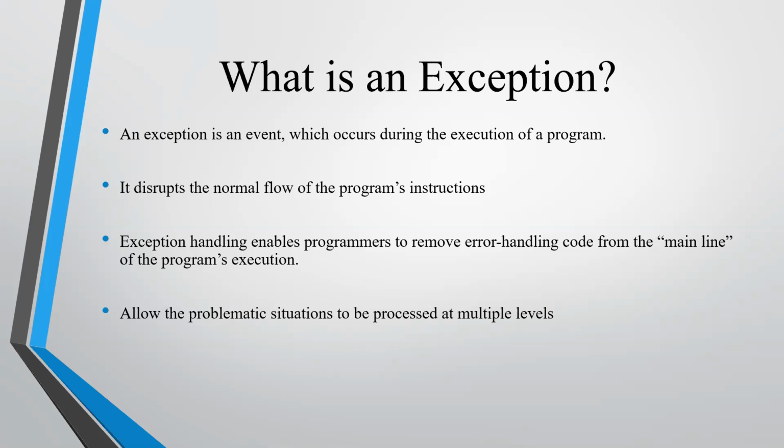And exception handling, which we'll be discussing in detail in future, enables programmers to remove the error handling code from the main line of the program's execution. So when we use exception handling, it tells us on which line we got the exception during the execution of a program. And it allows the problematic situations to be processed at multiple levels. So suppose we have a program and there are some errors or exceptions being thrown. Using exception handling, we can process that at multiple levels.